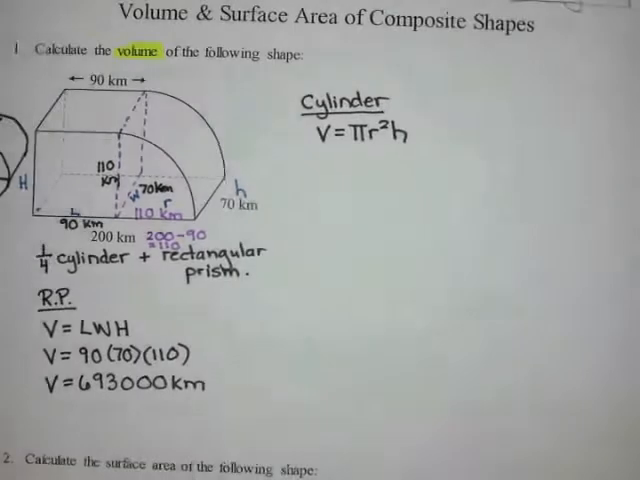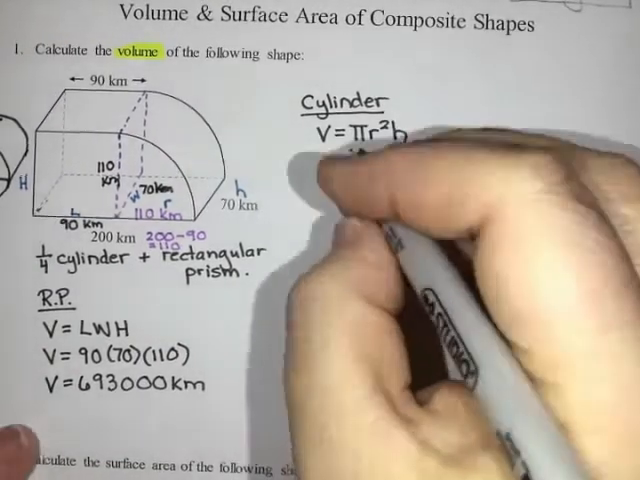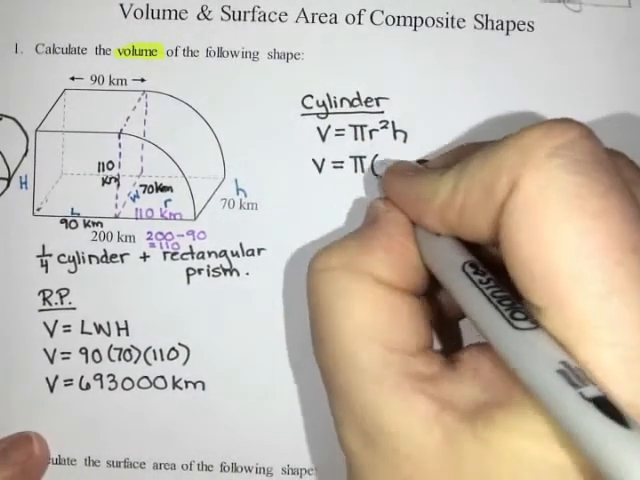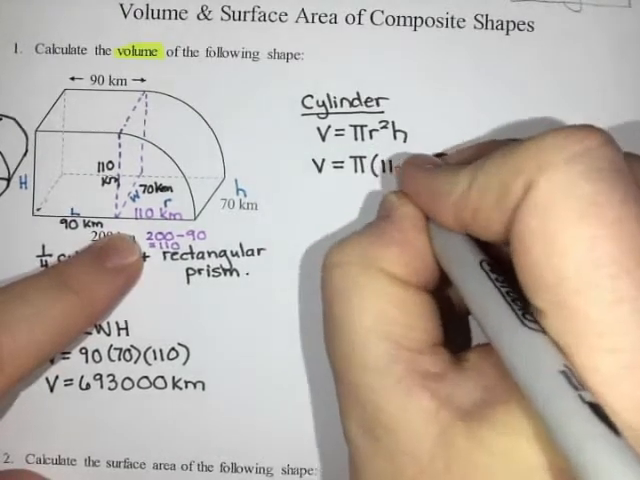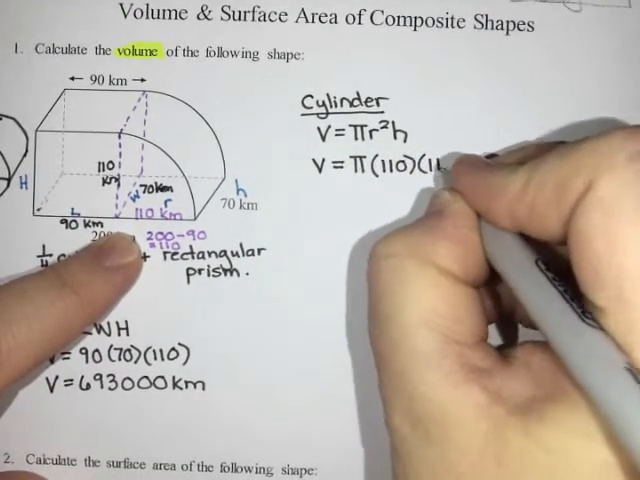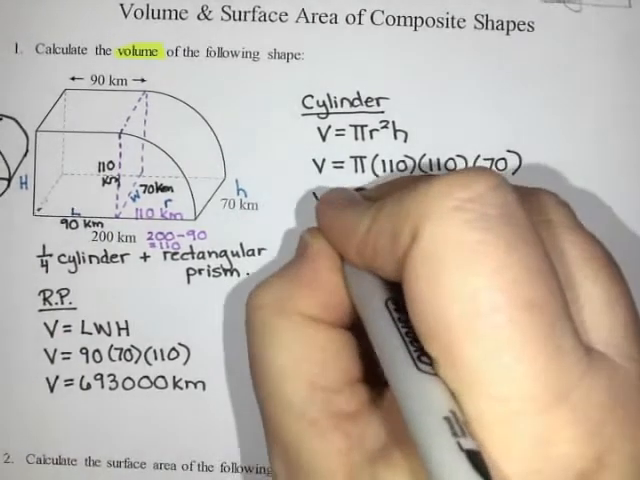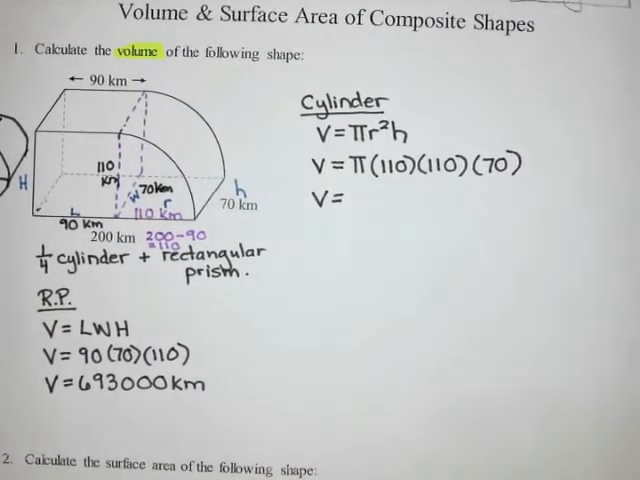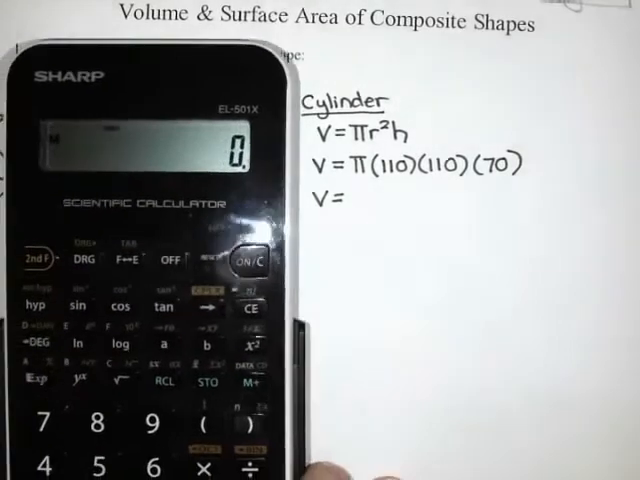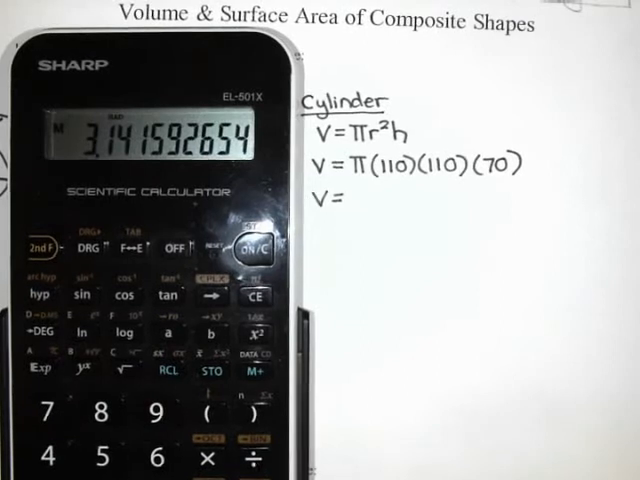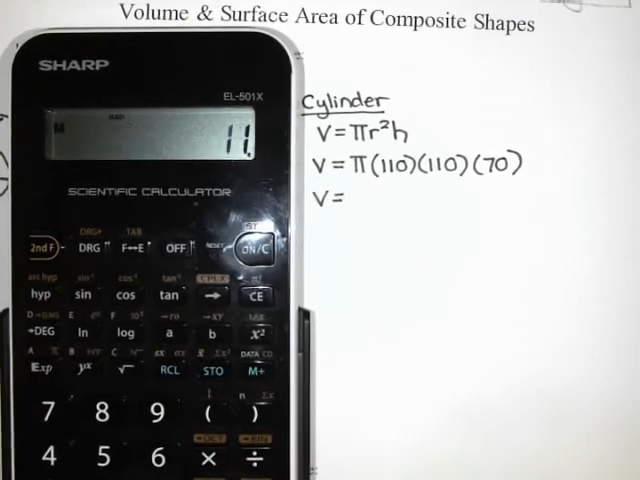So let's sub in our numbers and calculate. My volume is pi, I'm going to use my pi button on my calculator, times r, the radius, that's 110. It's squared, so I do it twice, and then times the height, which is 70. I don't have to add anything to this, so I'm just going to calculate this all in one go. So I'm going to do pi. If you don't have a pi button, try using 3.14159, times 110 times 110 times 70.